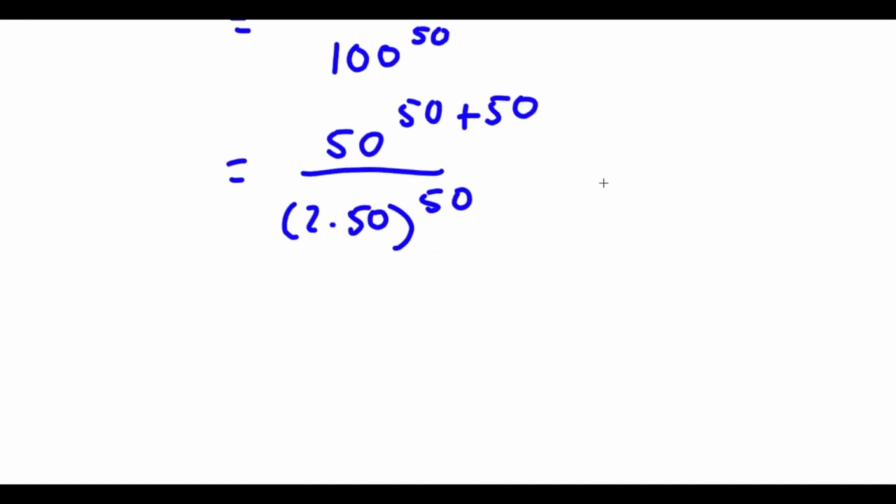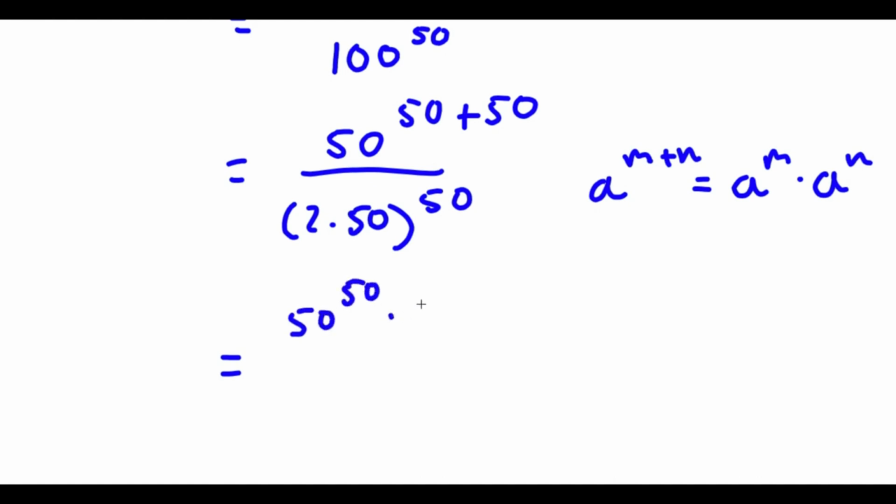Now if I have something in the form a to the power of m plus n, this is equal to a to the power of m times a to the power of n. So 50 to the power of 50 plus 50, that's going to equal 50 to the power of 50 times 50 to the power of 50.